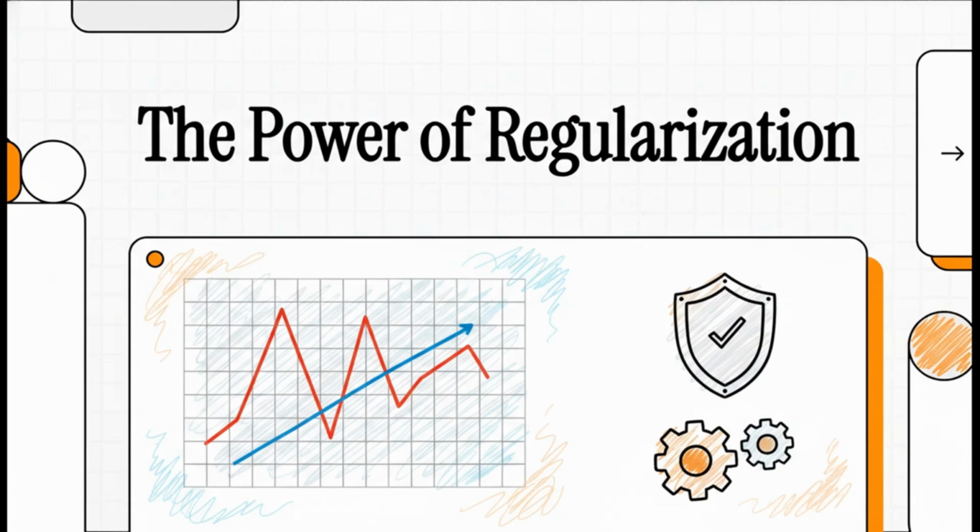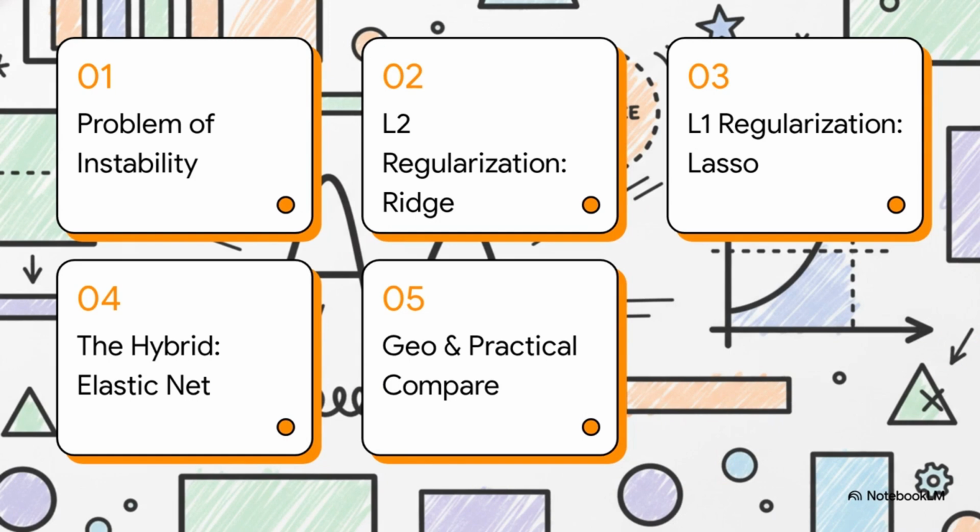All right, today we're going to get right into the math of regularization. It's one of those absolutely critical techniques you need to know for building machine learning models that actually work. We're talking about models that are stable, reliable, and don't fall apart when they see messy, real-world data. So here's how we're going to break it down.